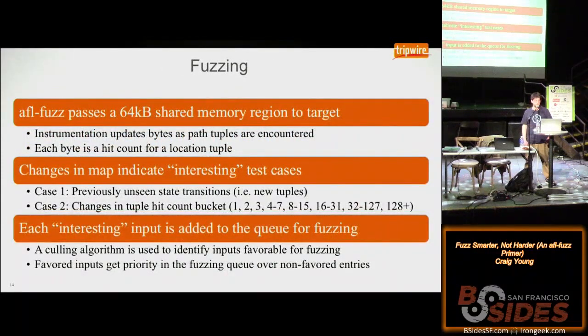When you're actually fuzzing, afl-fuzz is going to give to the target program a 64 kilobyte shared memory region, and that region is then going to be essentially a bitmap for the code execution. It's going to be able to identify where execution came from and where it is now so that you recognize state transitions. And then state transitions which have not been seen before, or when you have noticeable differences in the hit counts for different path tuples or these state transitions, that's going to be something that you consider interesting, and you're going to want to add that to your queue and continue fuzzing based on that.